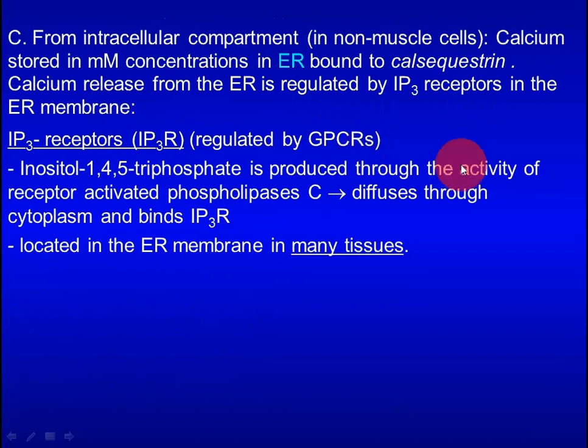IP3 is produced through the activity of receptor-activated phospholipase C. IP3 diffuses through the cytoplasm and binds the IP3 receptor. IP3 receptors are located in the ER membrane in many tissues.